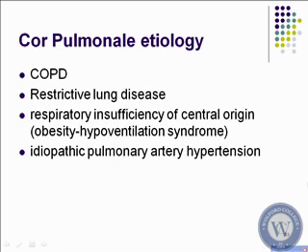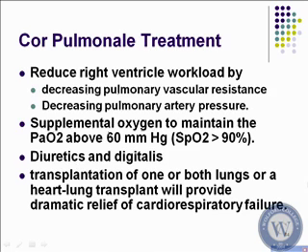Okay. Cor pulmonale etiology is the next discussion. Cor pulmonale occurs in COPD, anything that increases pulmonary hypertension. And things like restrictive lung disease can also induce that. Respiratory insufficiency, such as obesity hypoventilation syndrome, also called Ondine's curse, and idiopathic pulmonary hypertension may also cause cor pulmonale.